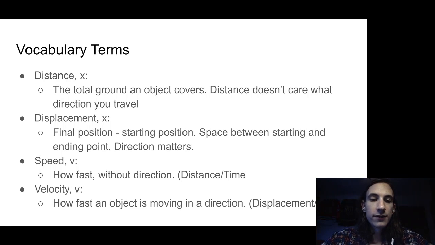And then your speed is just how fast you're going without a direction, so distance per time. Then your velocity is how fast an object is moving in a direction, so your displacement over your time. So velocity has a direction to it, and speed does not.